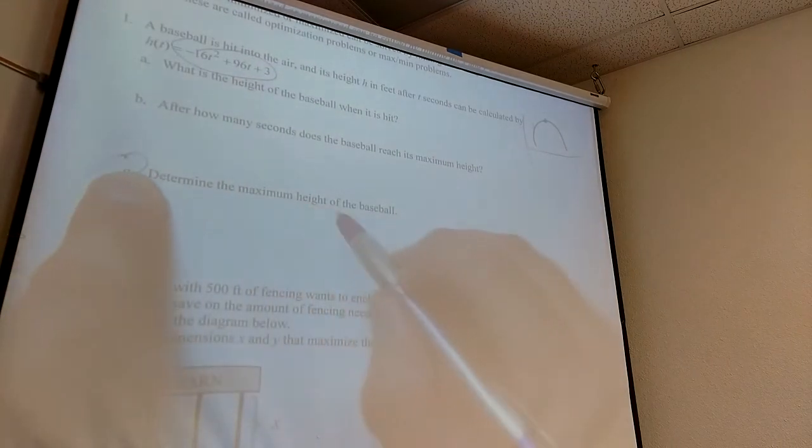So that's definitely down. That means it's going to have a maximum. So look at part C first. Skip the other parts. Determine the maximum height.